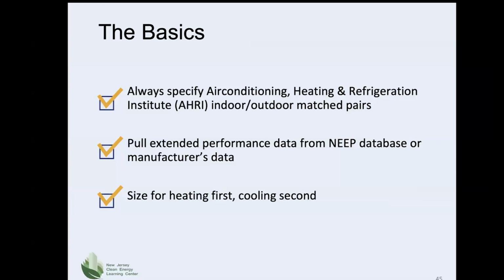Extended performance data that gives output levels of the heat pump at different outside air temperatures must be used as a key element in the selection process. And in that selection process and looking at the extended data, that should come from either the NEEP database or the manufacturer's database that outlines performance and capacity, or the efficiency and capacity of the selected heat pump. Heat pumps should also be sized for the heating load first, and then the cooling load. And you'll probably see the reason for that a little later.